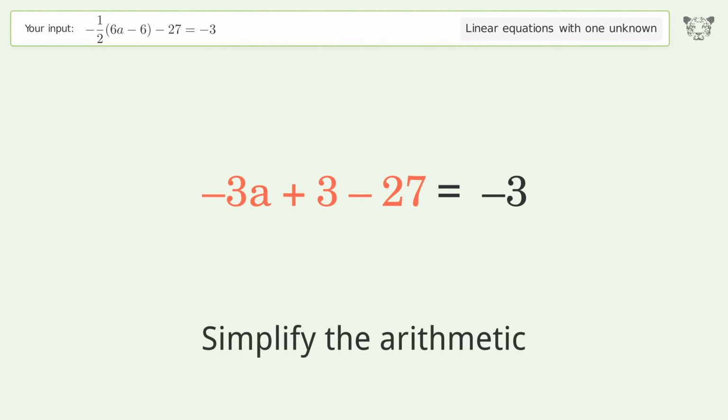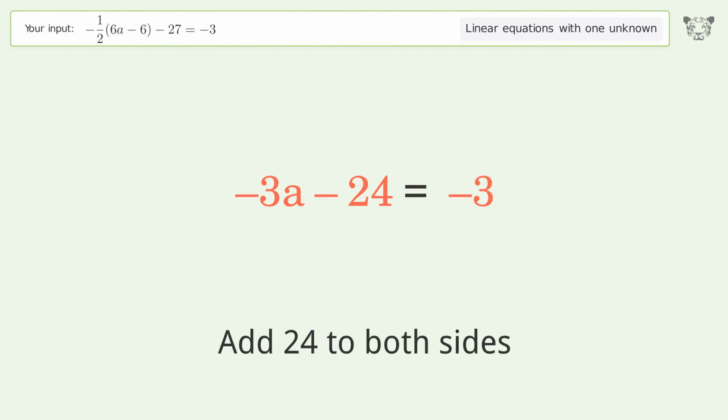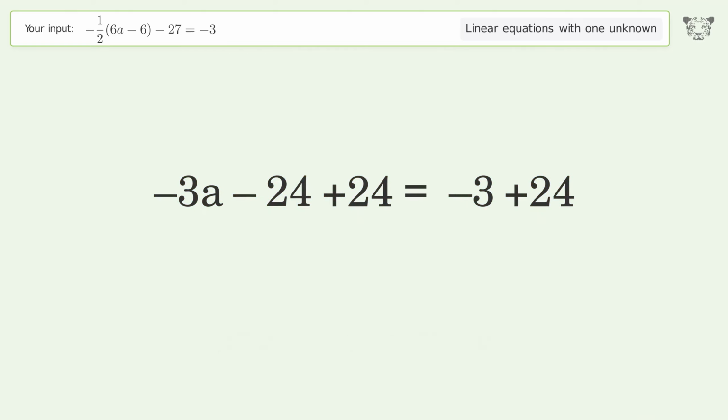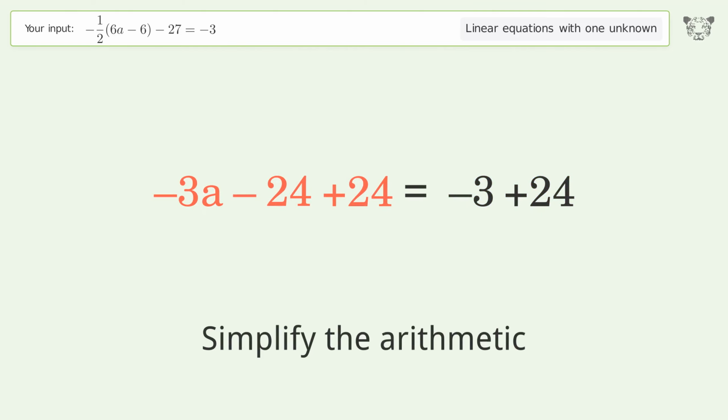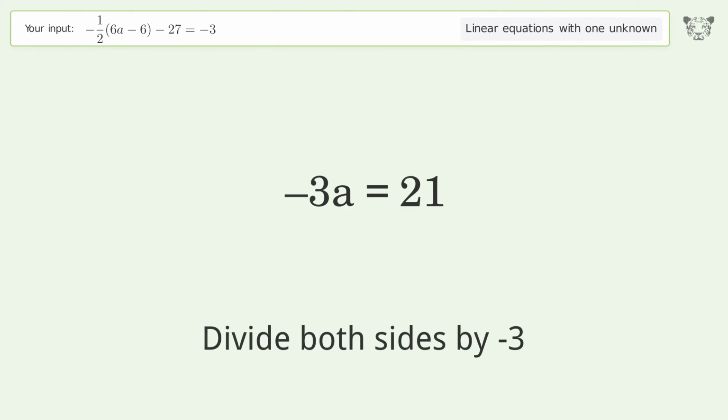Simplify the arithmetic. Group all constants on the right side of the equation. Add 24 to both sides. Simplify the arithmetic. Isolate the a. Divide both sides by -3.